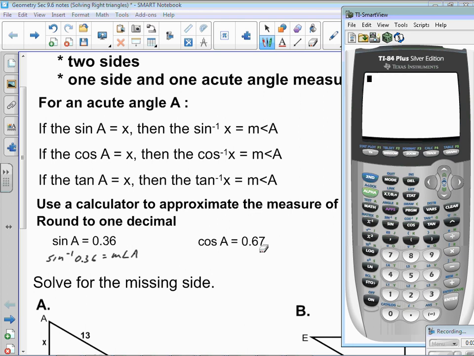So inverse sine of 0.36. So second function, sine button, 0.36. Enter. So that tells me that's basically a 21.1 degree angle, rounding it to 1 decimal place. 21.1 degrees.